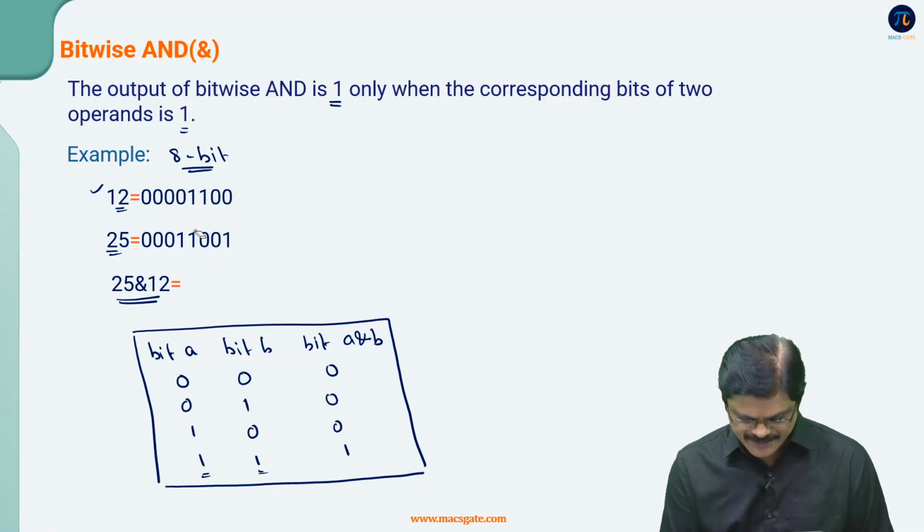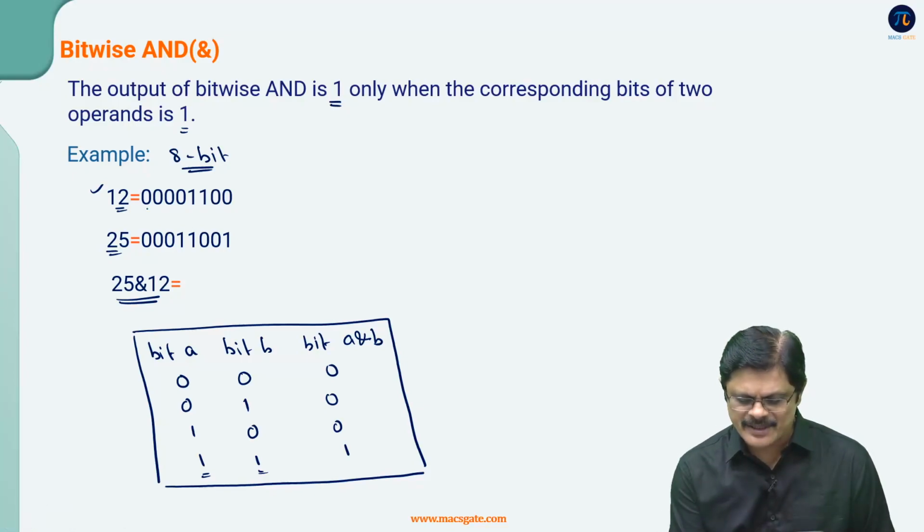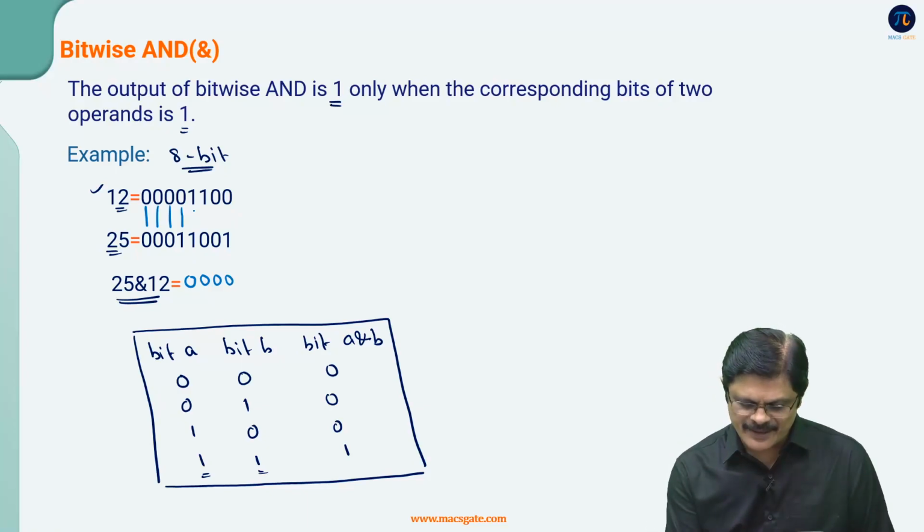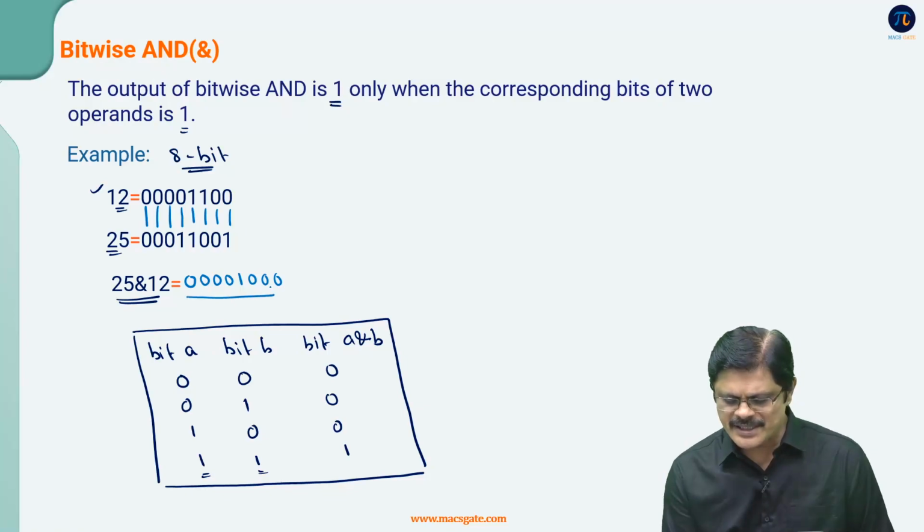So, what we need to do is identify the corresponding bits. Both are 0, so the resultant is 0. Both are 0, resultant is 0. Both bits are 0, resultant is 0. 0 1, still the resultant is 0, because only when both are 1 is the resultant 1. Both are 1, here you get 1. 1 0 is 0, 0 0 is 0, 0 1 is also 0. So, this is the result for 25 and 12.